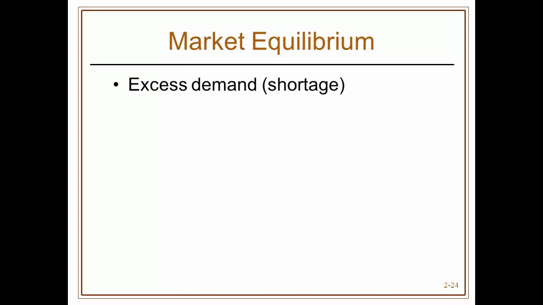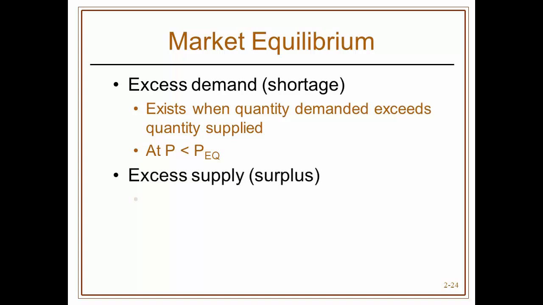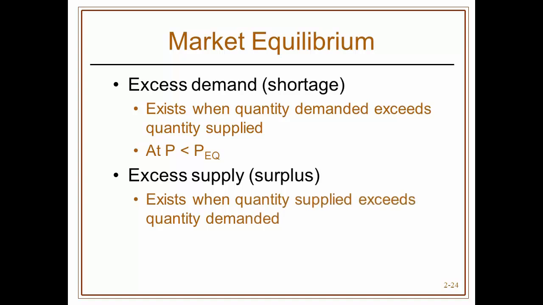and you might have situations where the price is somewhat too high or too low, where there's a shortage or a surplus. And again, a shortage is where you have excess demand, when the quantity demanded exceeds the quantity supplied at the particular price. And again, this happens when the price is below the equilibrium price. You end up with a shortage in that case. Excess supply or a surplus is the opposite, when the amount supplied exceeds the quantity demanded, and this will happen when the price is above the equilibrium price.